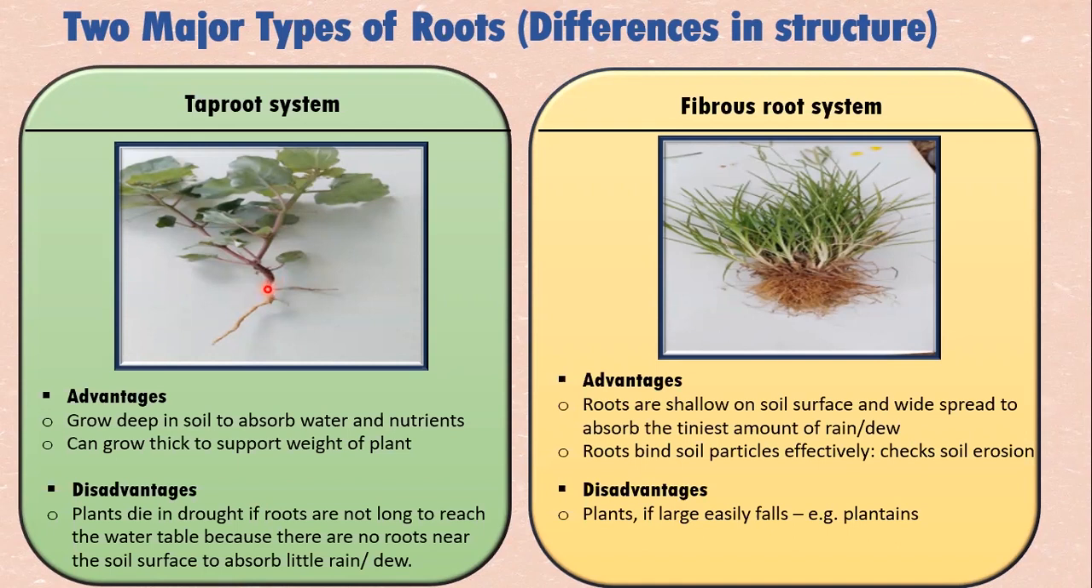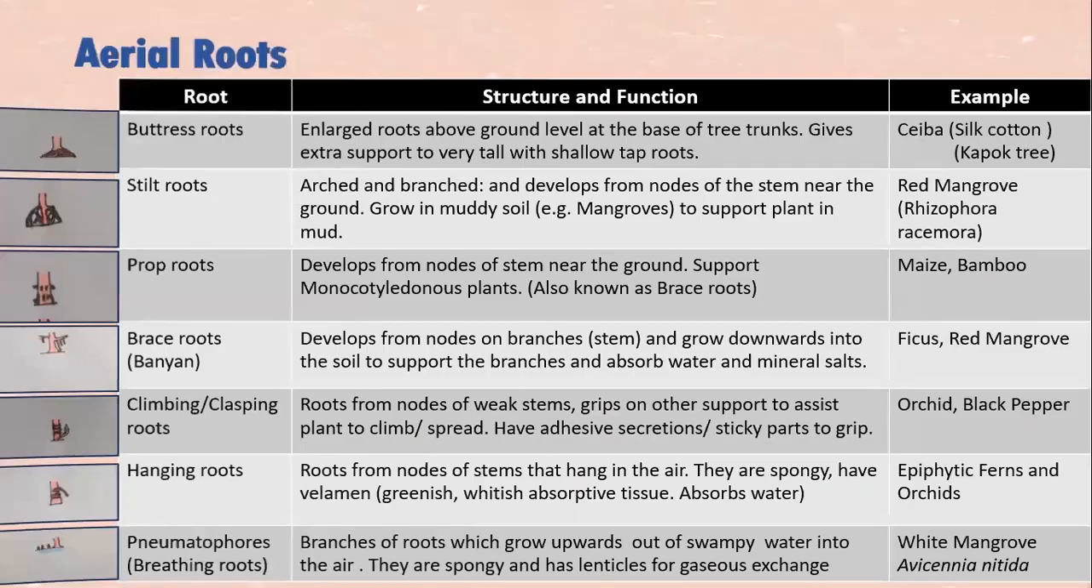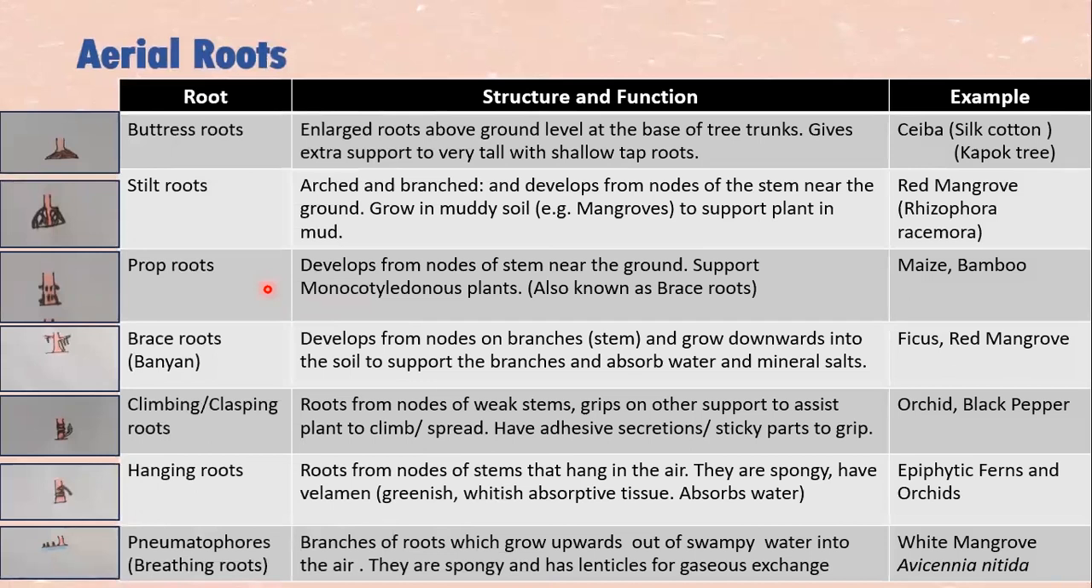Good. Now, we want to see other roots, aerial roots. And aerial roots are roots that develop on the surface of the ground. This page, we put down notes for you to look at, for us to go through quickly. Then we will go to other pages to look at the plants well. So just a very small illustration here of a buttress root. Then we have stilt roots, prop roots.